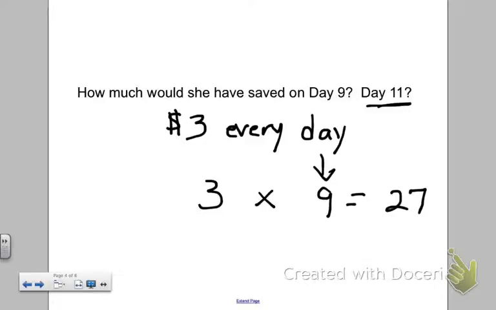Or maybe day 11. What if it were 11 days of saving $3? Well, that means she would have $33 by the 11th day. You could use multiplication rather than listing it all out.